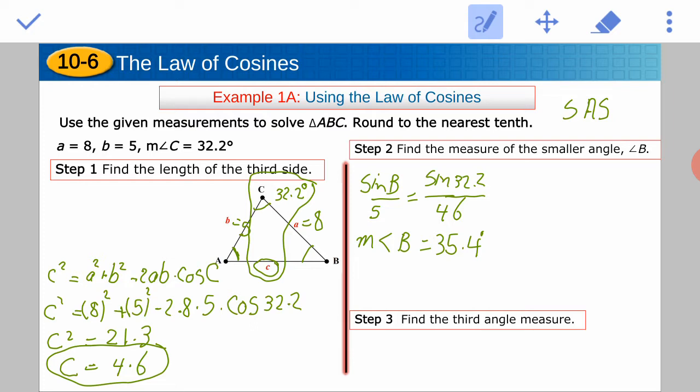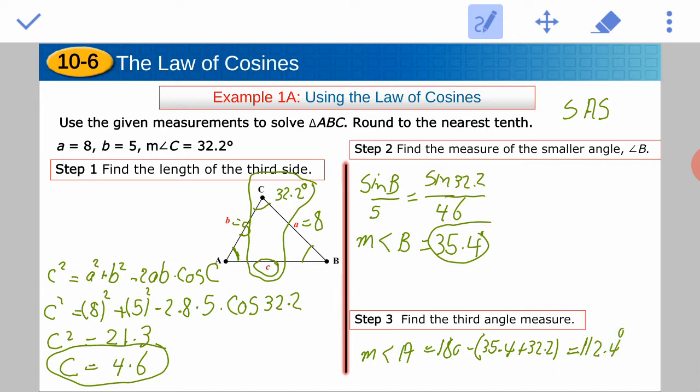Guys, we don't need to use the law of sines or the law of cosines in order to figure out the measure of angle A. We can simply use the triangle sum theorem, because currently we know the measure of angle C and the measure of angle B, so we can add them and subtract from 180. So measure of angle A is equal to 180 minus the sum of angle B and angle C, 35.4 plus 32.2. When you compute all of that, you will get the measure of angle A. It's going to be 112.4.